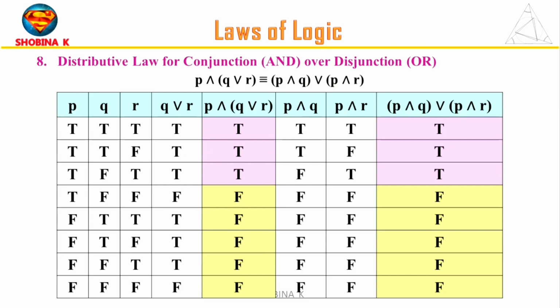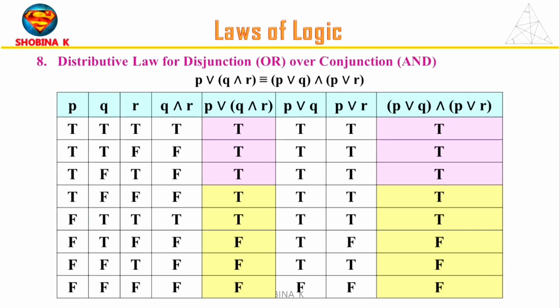And here is the truth table for distributive law for conjunction over disjunction. And this is the truth table for distributive law for disjunction over conjunction. And you can see they describe how the logical expressions can be distributed over each other while preserving the truth value of the expression.